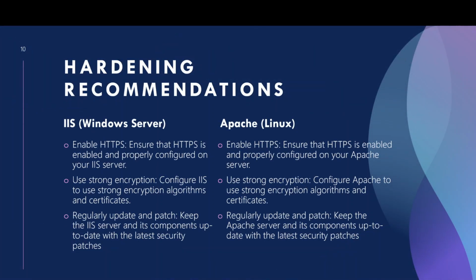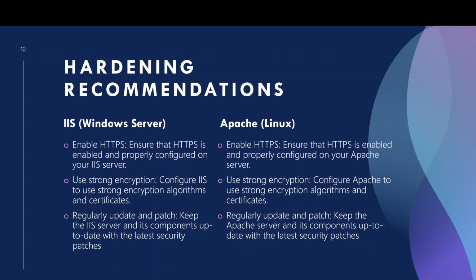Hardening recommendations. So we've got IIS for Windows Server, if that's what you're running, and then we've got Apache on Linux. So on the Windows Server, you want to enable HTTPS. Again, this is fairly basic, but it's also something that can be easily overlooked. So you want to make sure that it's enabled and properly configured on your IIS server. You want to use strong encryption. You want to configure IIS to use strong encryption algorithms and certificates. And then, of course, you want to regularly update and patch. So you want to keep the IIS server on Windows and its components up to date with the latest security patches, which do fairly come out often.